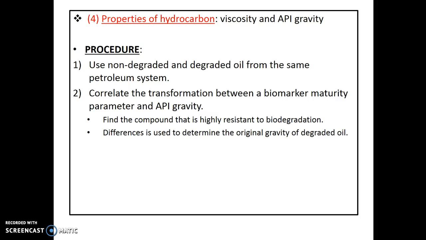So we need to know the properties of oil itself because the oil might have been altered for some reasons, and you need this information for drilling purposes later on. So to know the oil properties and accomplish this, you will need to first collect a group of non-degraded and degraded oil from the same petroleum system, and then you need to make or develop a correlation and transformation between a biomarker maturity parameter and API gravity for both groups.